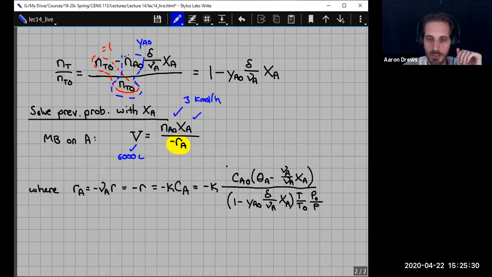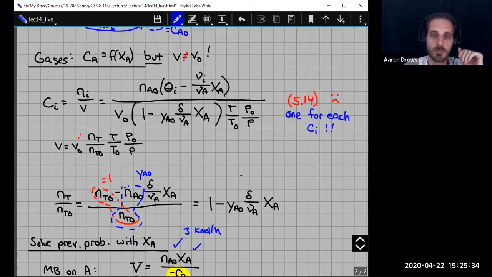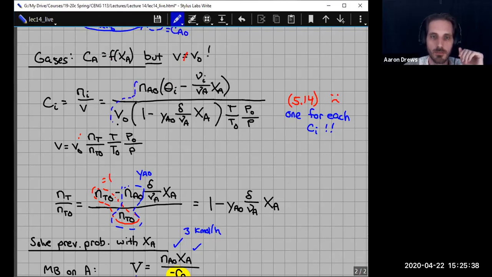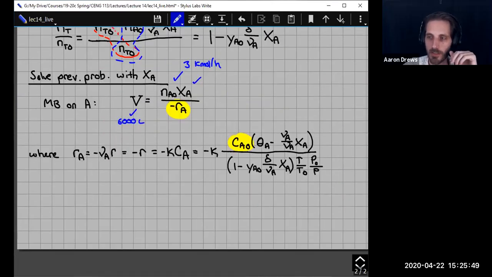So there's a question in chat, and I thought I had actually initially made a mistake here. How come I wrote C_A0 there? Because I have this quantity up here that is equal to C_A0. So you could leave it either way, right? You could write N_A0 over V_0, or you could just write it as C_A0.